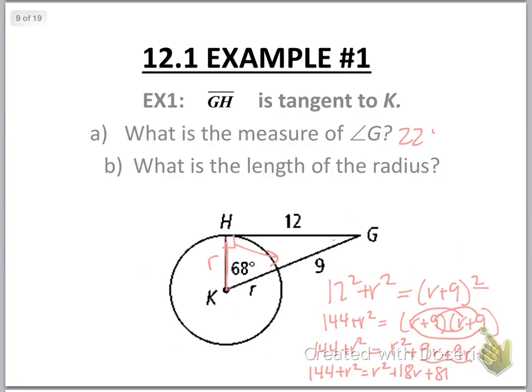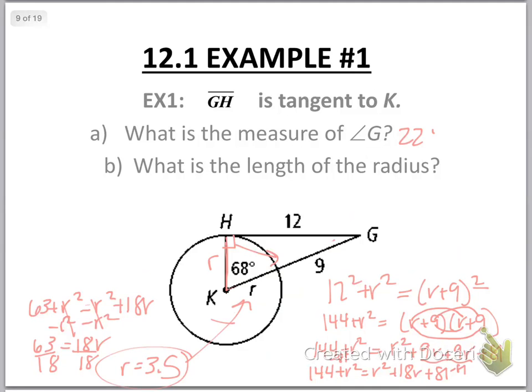Let's go ahead and get our numbers on one side, so I'm going to subtract 81. I'm running out of space, so 144 minus 81 gets me 63. Let's go ahead and get our R squareds on the same side. R squared minus R squared, they're going to cancel. So I have 63 equals 18R, so we're going to divide by 18. And my radius is going to be 3.5. So it represents the radius of both of those.